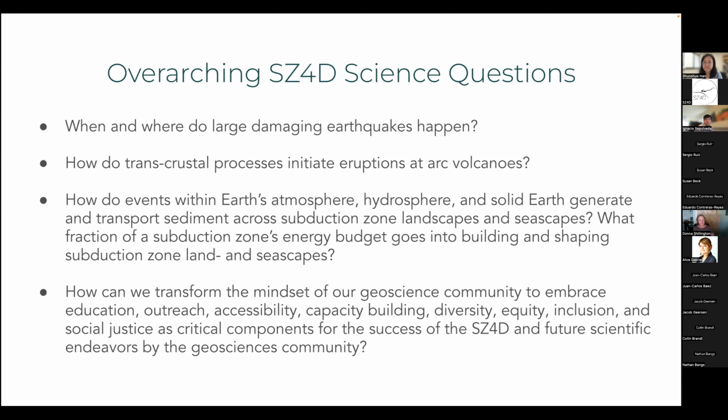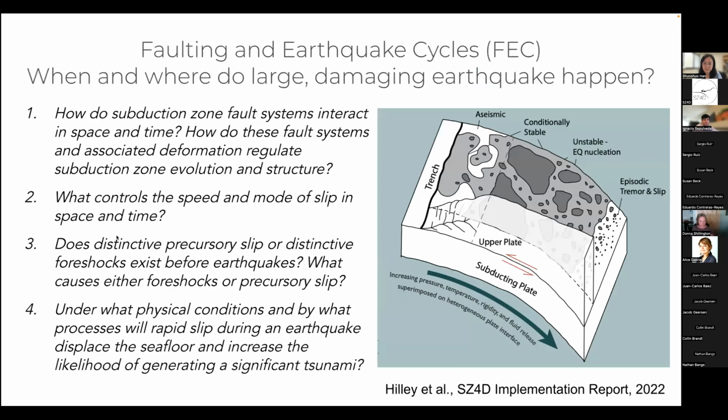So those are the overarching questions of SZ4D, but I just wanted to drill in a little bit to, in particular, the when and where do large earthquakes happen, which is the FEC question, and to the landscapes and seascapes question here. So under that large umbrella question for faulting and earthquakes, we have these 4 sub-questions.